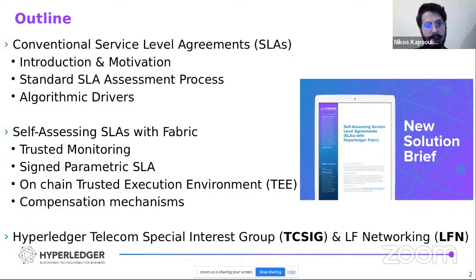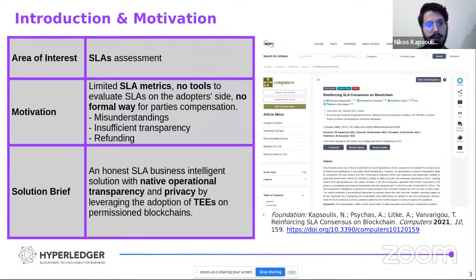So let me start by introducing what the problem actually is, what the issues of the conventional SLAs are, and how we wanted to approach this and come up with a solution. First of all, this approach, of course, is relevant to the telecom industry. It is supposed to be applied to other kinds of service level agreements, and standardization could bring this to other industries, through corresponding work on it.